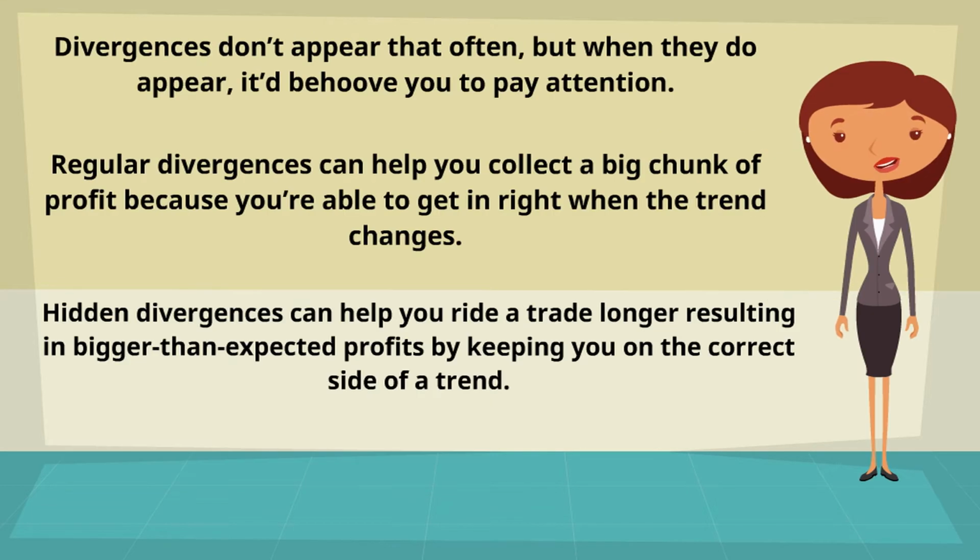Divergences don't appear that often, but when they do appear, it'd behoove you to pay attention. Regular divergences can help you collect a big chunk of profit because you're able to get in right when the trend changes. Hidden divergences can help you ride a trade longer, resulting in bigger than expected profits by keeping you on the correct side of a trend.